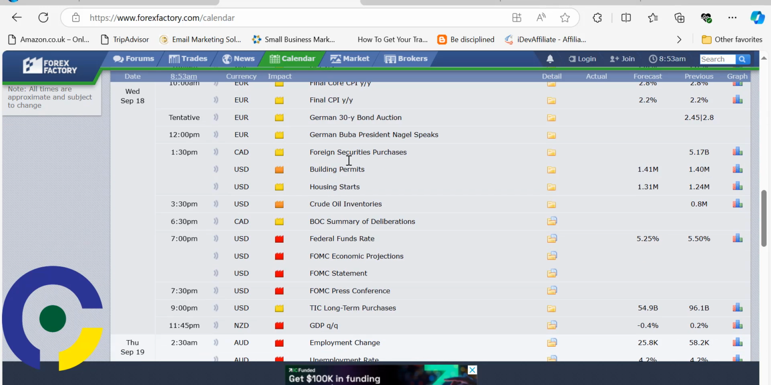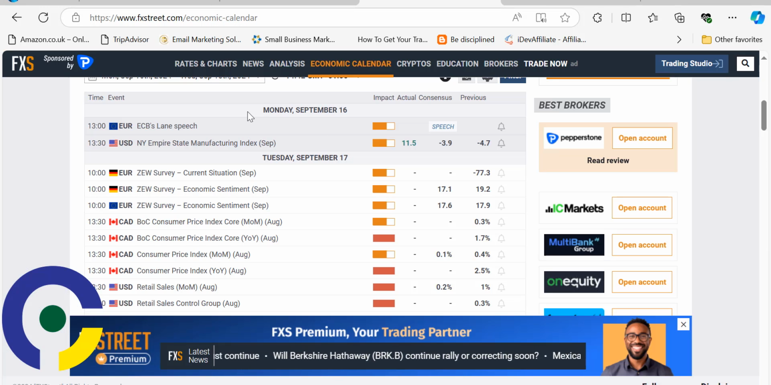Then let's check the economic calendar for FX Street.